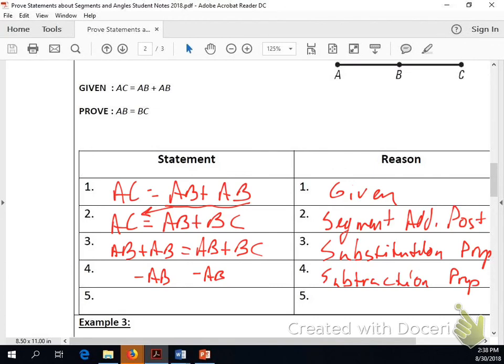And watch what happens. This gets you 0. That gets you 0. So you end up with, when you simplify, you get AB equals BC.